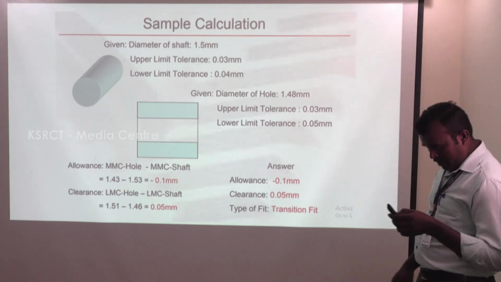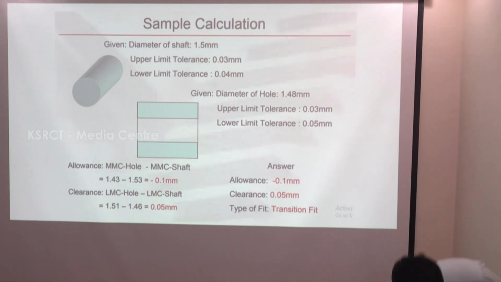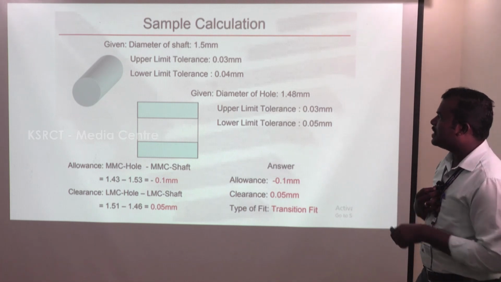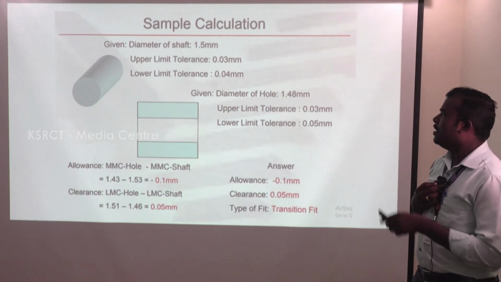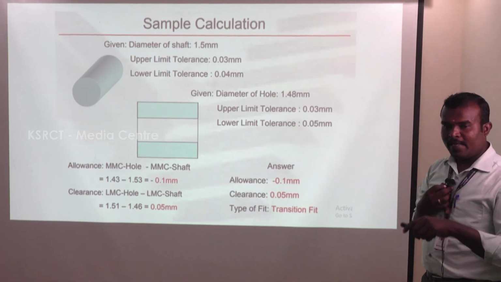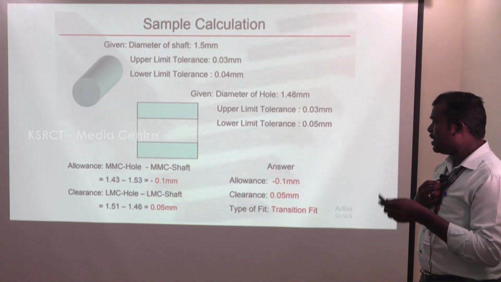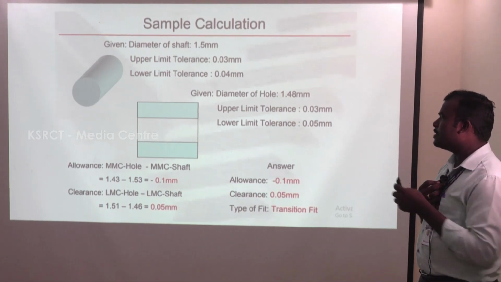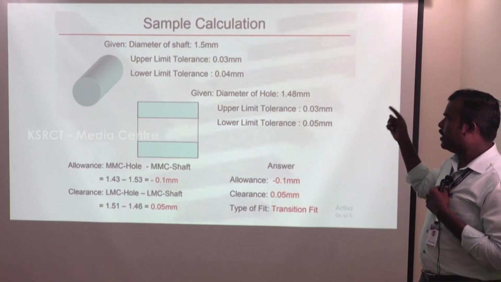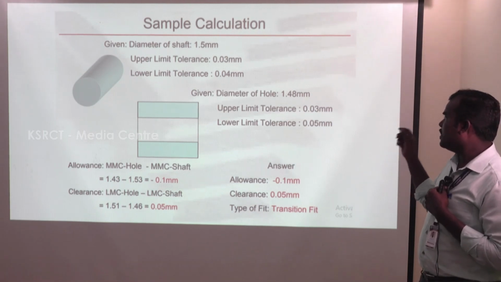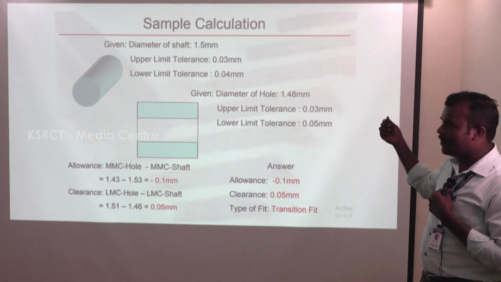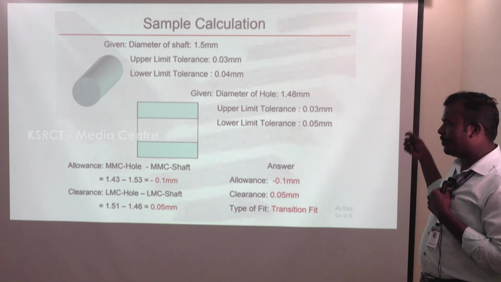So here the diameter of the shaft is 1.5 mm. The tolerance value will be 0.03 and the lower limit tolerance will be 0.04. So we have to calculate the allowance and clearance value. The allowance value is based on maximum metal condition. So the diameter of the hole is 1.48. So we have to add these things. Upper limit will be 0.03 and the lower limit will be 0.05. So 1.48 plus 0.03 is the upper limit value and 1.48 minus 0.05 is the lower limit value.